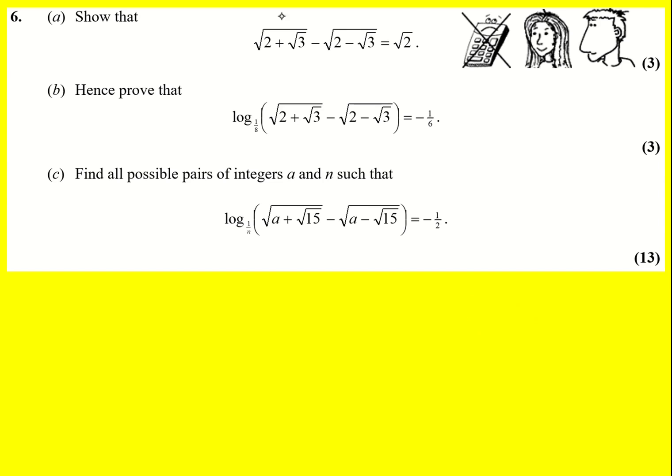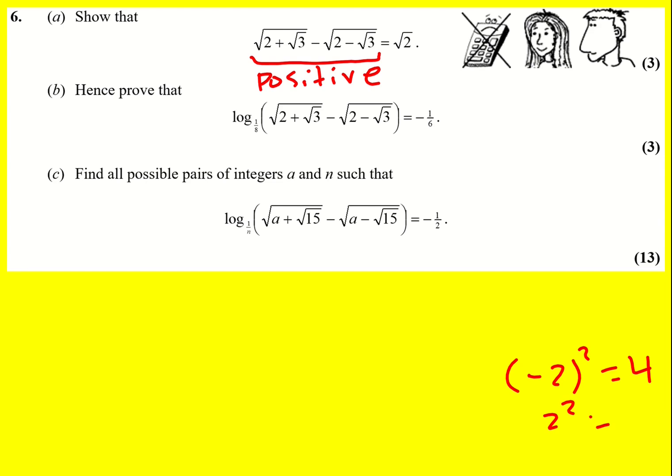You just have to see that this thing here is positive. I'm not going to write any more about it, but technically, if you squared -2, you'd get 4, and if you squared 2, you'd get 4. That doesn't mean that -2 is the same as 2, because one's negative and one's positive. But in this case, because this is positive and this is positive, we're okay. I just wanted to mention that.